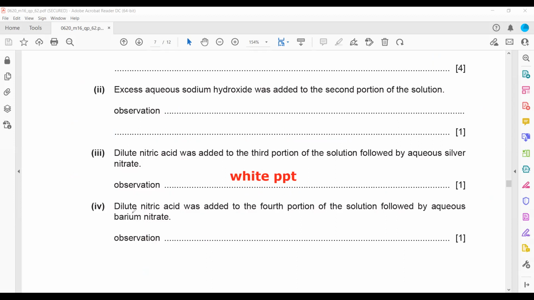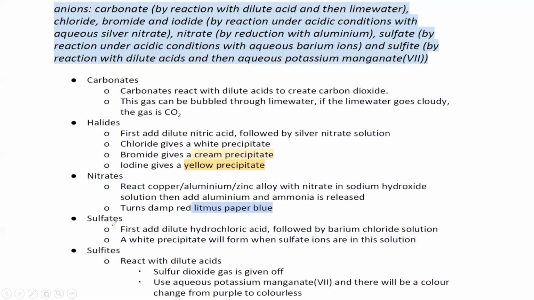Then the fourth one, adding nitric acid followed by barium nitrate. Barium nitrate is a test for sulfate ion. If there is a sulfate ion, this will give a white PPT. So for the test for sulfate ion, add hydrochloric acid followed by barium chloride or barium nitrate. Any of them can be added. What will we observe? We'll observe a white PPT if sulfate, SO4, is present.